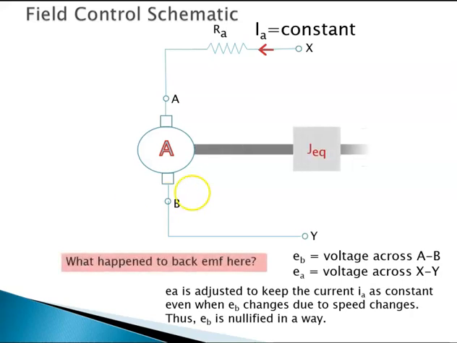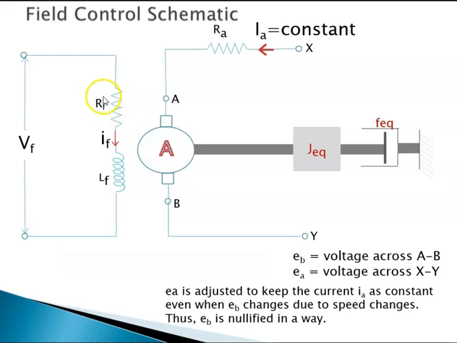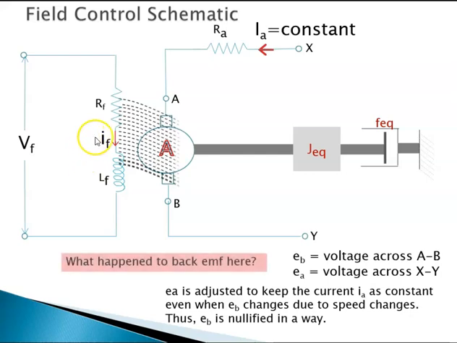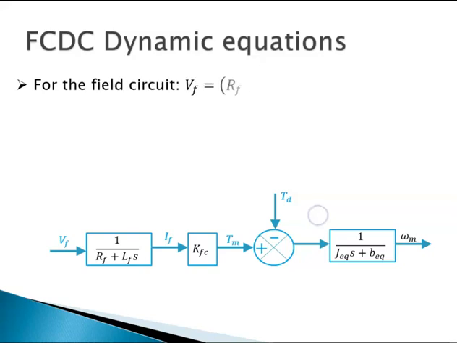This is the motor shaft with equivalent inertia and equivalent damping, and you have a field winding with RF and LF, through which we flow the current IF. When current IF flows, magnetic lines of flux cut the conductors here. When this happens, a torque is generated, because of which the angular position of the shaft changes. While all this is happening, an external disturbing torque Td may come onto the motor. This is the situation with the field control DC servo motor.